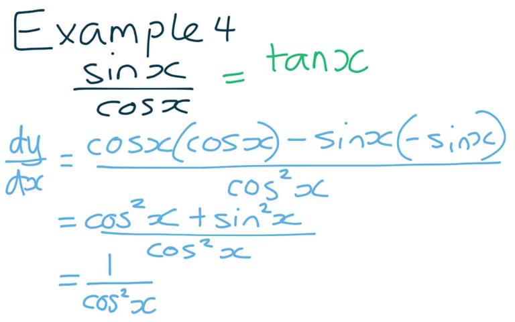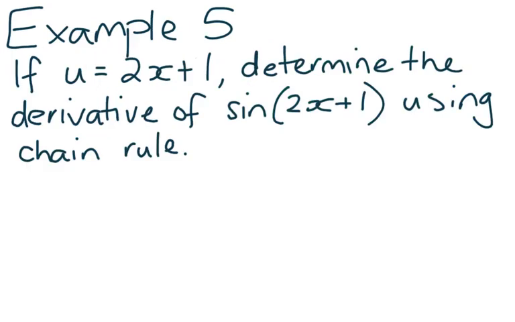So if you ever have a tan function, so a trigonometric function of tan, you would know that the derivative of tan x is 1 on cos squared x, if you had any like that. The next lot of examples are chain rule. So we've got this first one. If u equals 2x plus 1, determine the derivative of sine of 2x plus 1 using the chain rule.